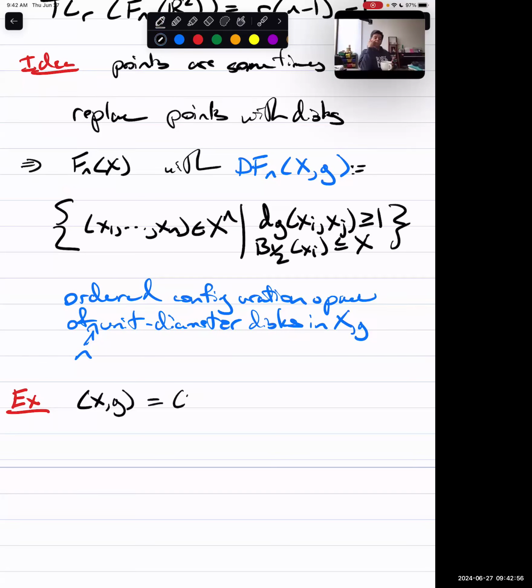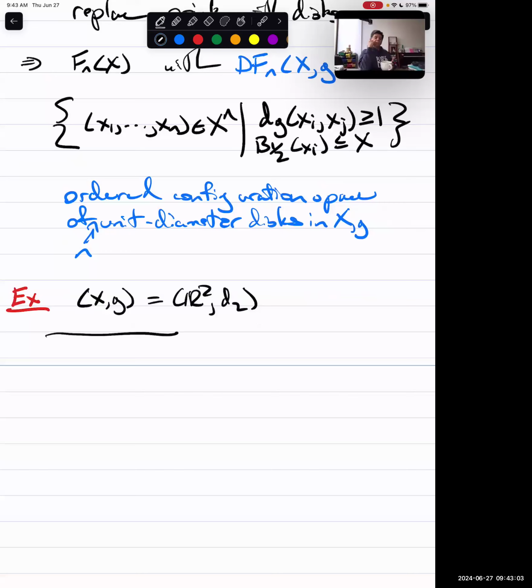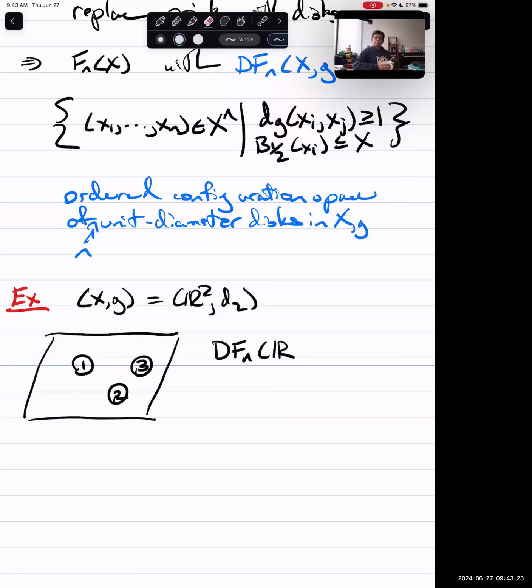And let's just insist on using the general Euclidean metric, D2 here. In this case, we no longer just have points in our plane, but we now have disks sitting in our plane as such. And if we think about this for a few seconds, we're going to realize that, at least in this case, the disk configuration space is actually homotopy equivalent to the point configuration space.